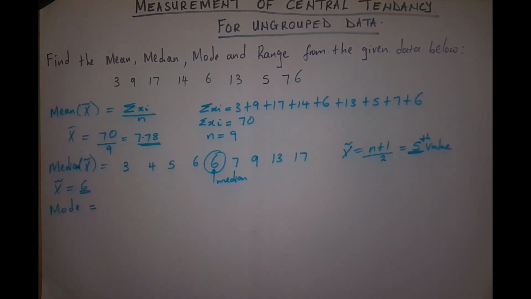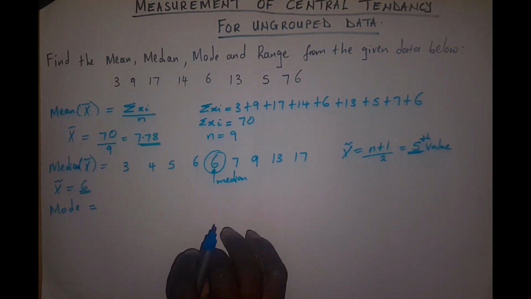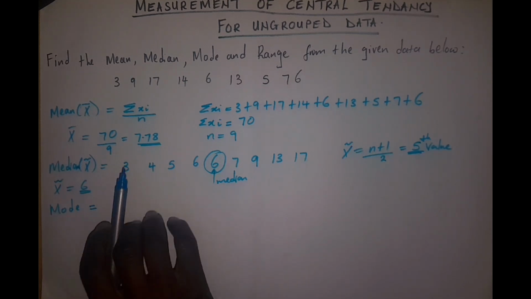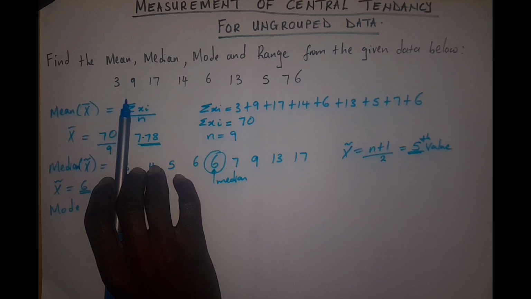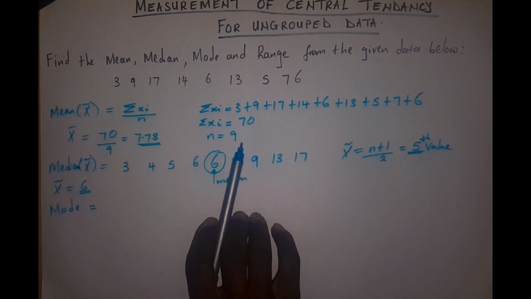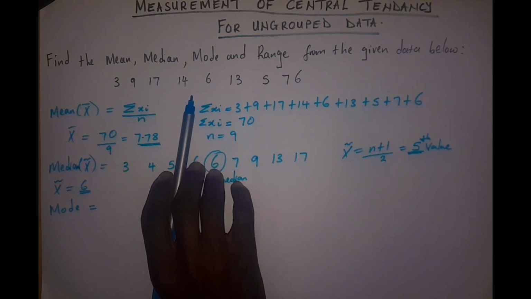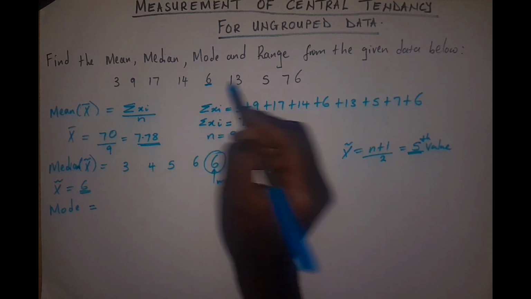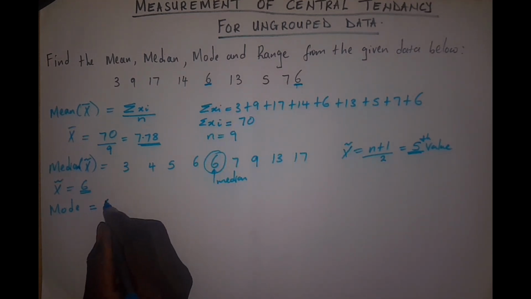And then thirdly, we need to find the mode. The mode is the value that occurs or appears most frequently in a data set. So the number that appears repeatedly in our data set, if we check, we're going to see that we have 6 and then 6. So the mode is 6.